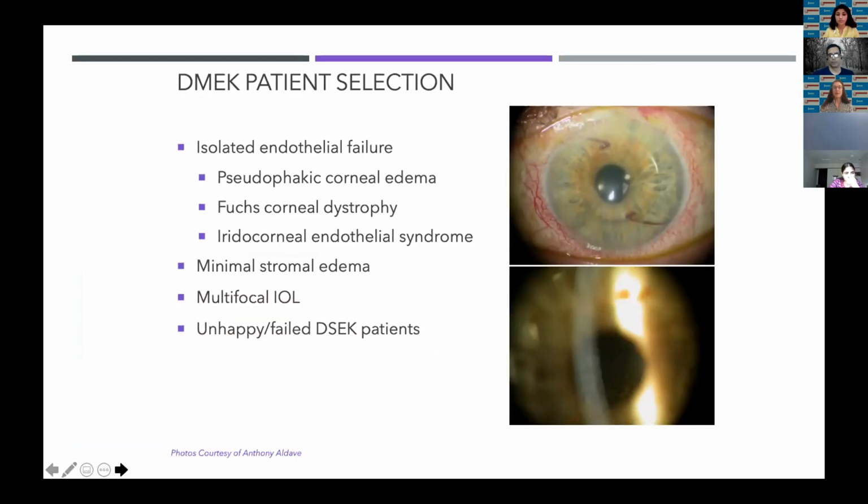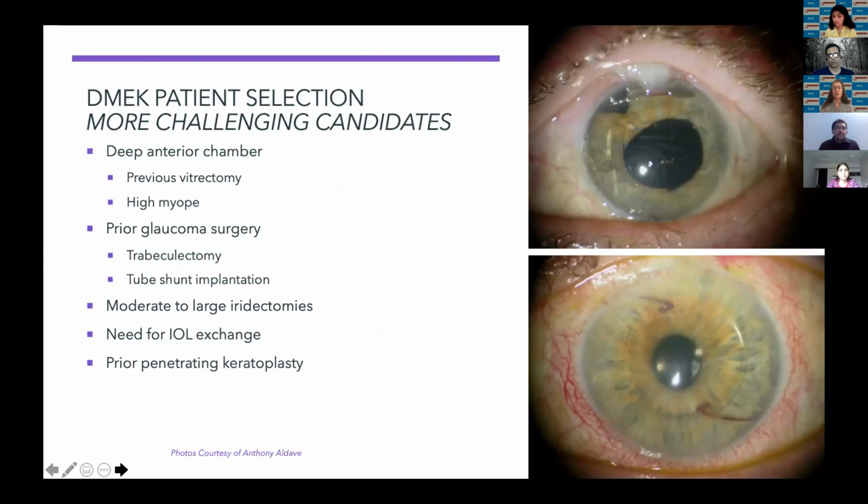Isolated endothelial failure, simpler patients, I know there aren't very many in India. Most of the ones I see are very complex. However, if you do have a patient with isolated endothelial failure from Fuchs or pseudophakic corneal edema or iris syndrome, these would be your ideal patients to start with. Again, you want minimal stromal edema because the thing that's mission critical for DMEK patient selection is the ability to see. A patient with a multifocal IOL or a failed DSEK graft can also be ideal first patients.